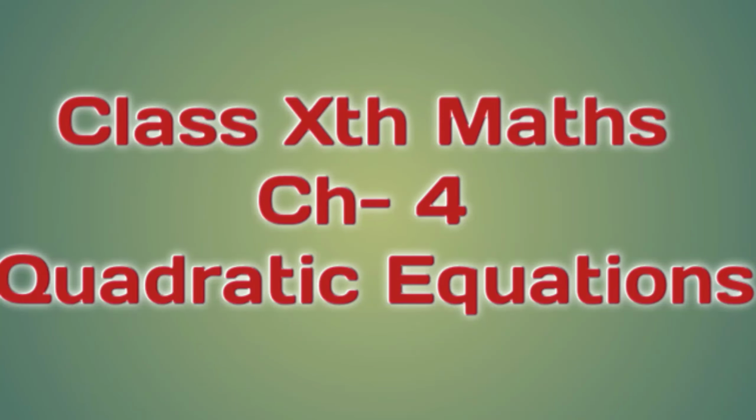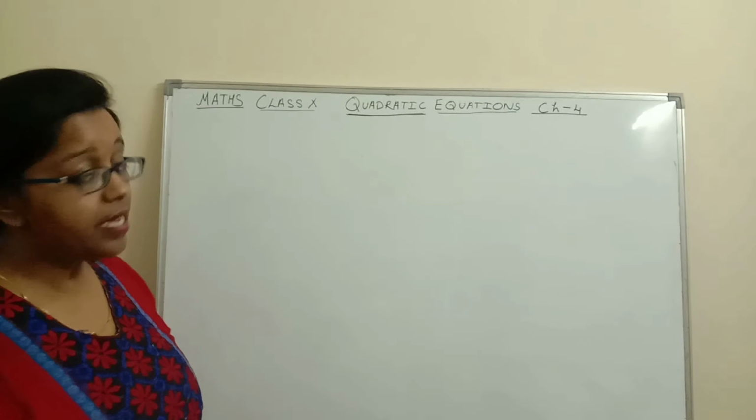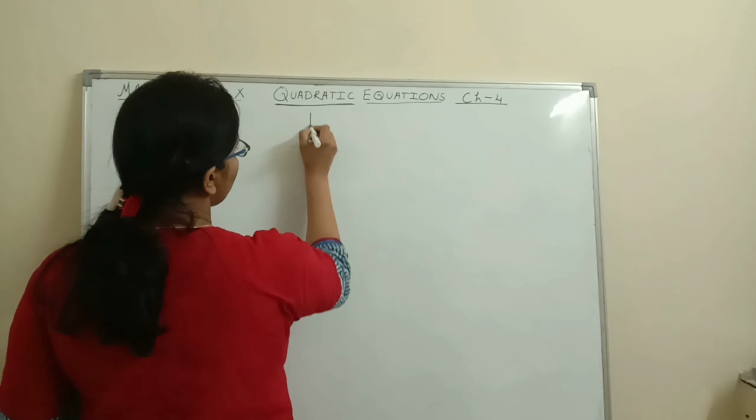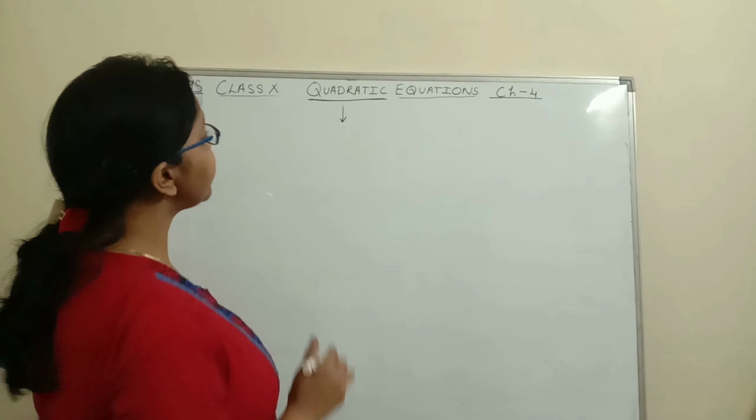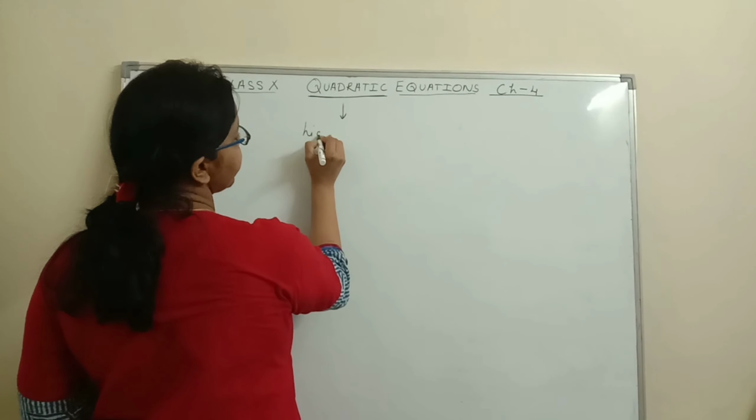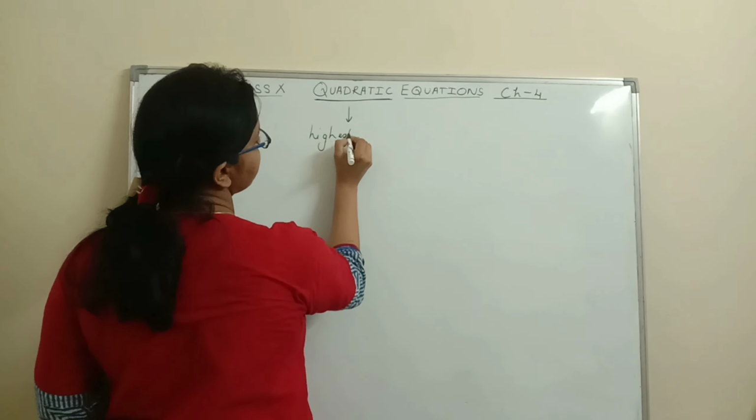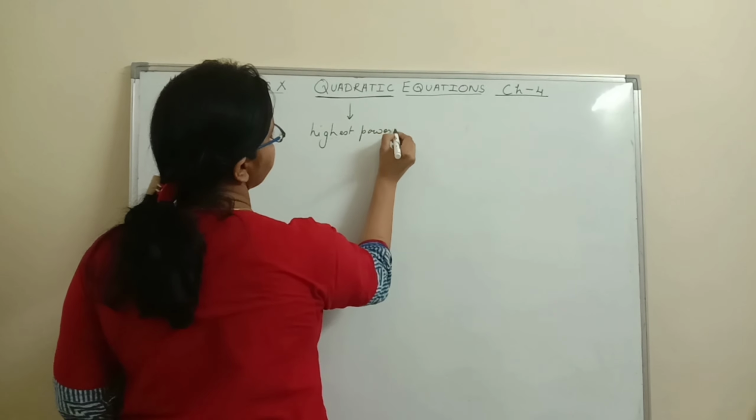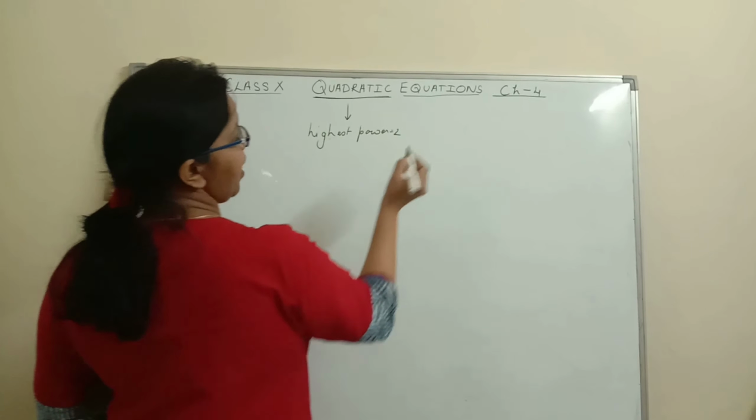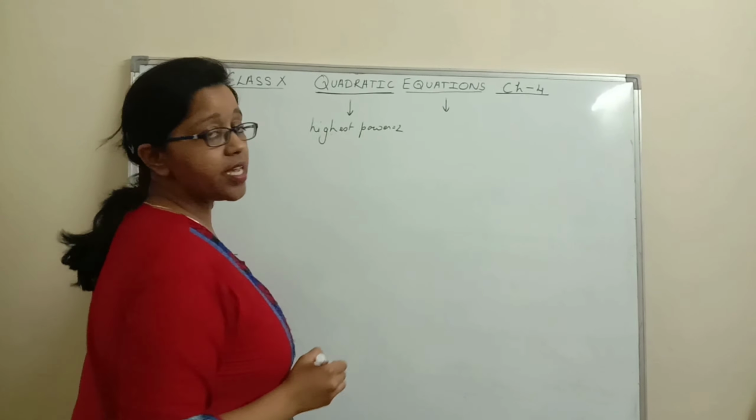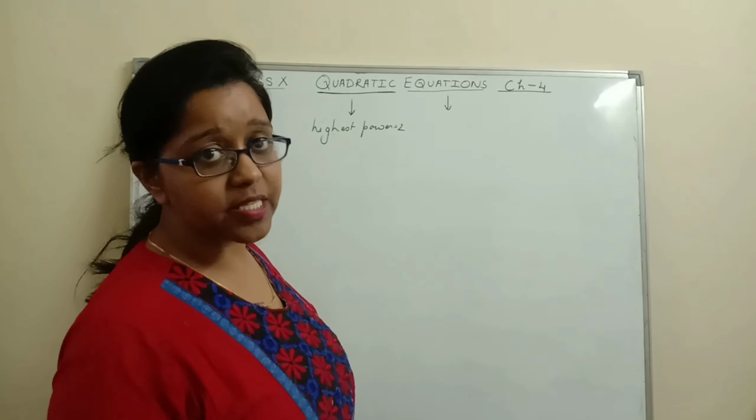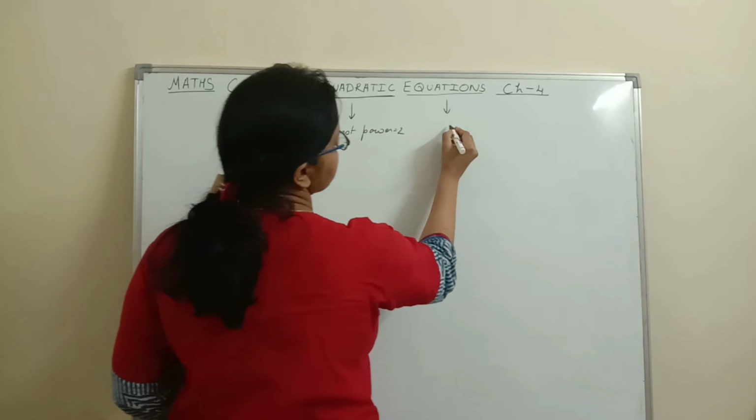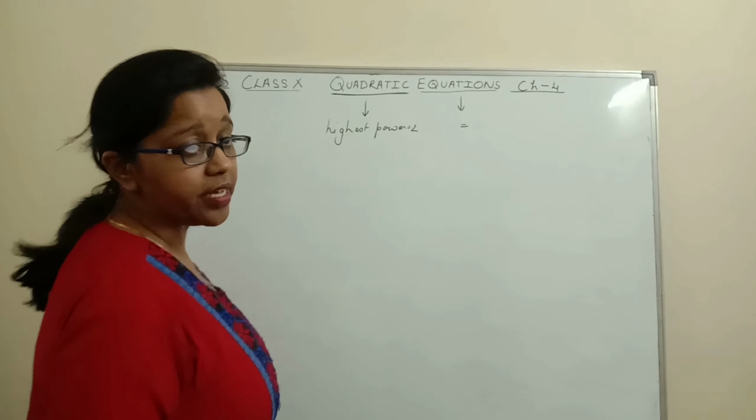Everyone, today we are starting with class 10th chapter 4, quadratic equations. As you know, an expression is said to be quadratic when the highest power of the variable is 2. And when an expression has the equal sign, it won't be an expression, it will become an equation. It means the equal sign should be there.